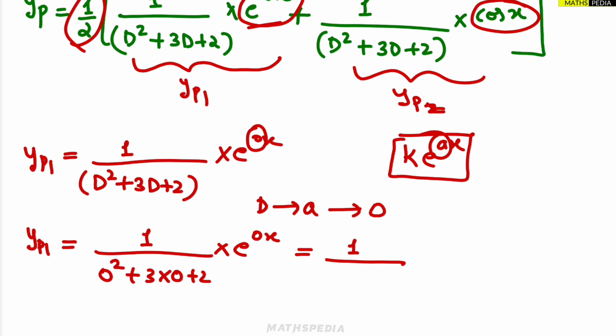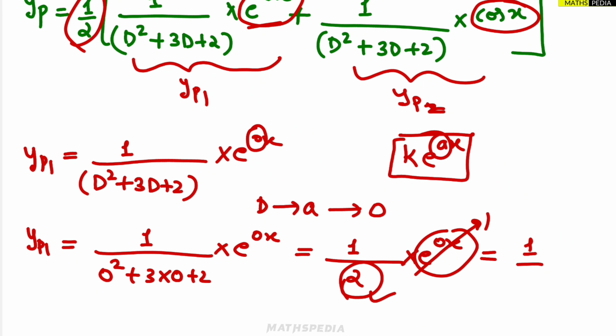So it is 1 divided by, what is the answer? 2 into e power 0x. Now, see, we are getting the denominator as some number, right? We are not getting 0. If we were getting 0, then you have to do one more step that we have already discussed. Basically, we have to differentiate the particular denominator function of D and multiply with x. That step we have done already. Now here, since we are getting a number, we can leave it here, right? This is the final step. So e power 0x is nothing but 1. So we can consider 1 by 2 is the 2. This will be yp1.